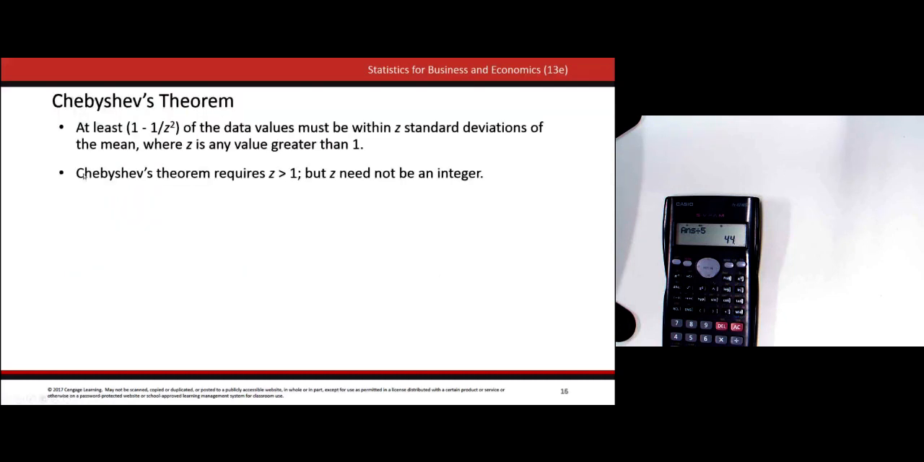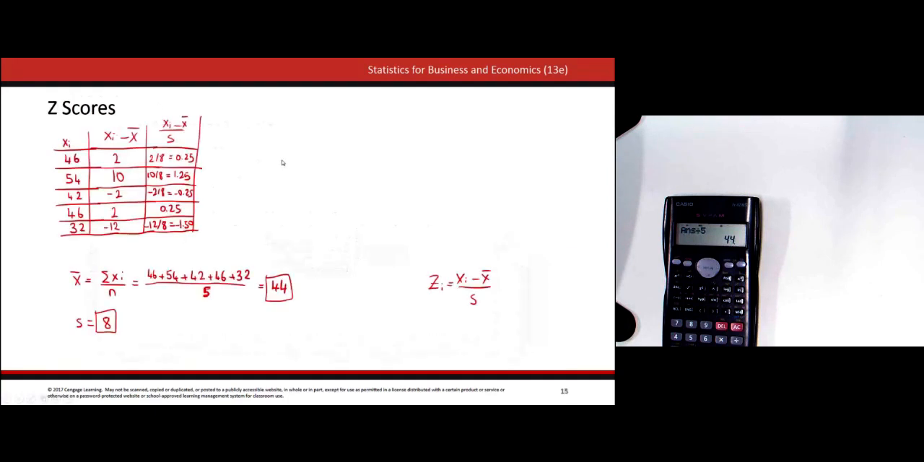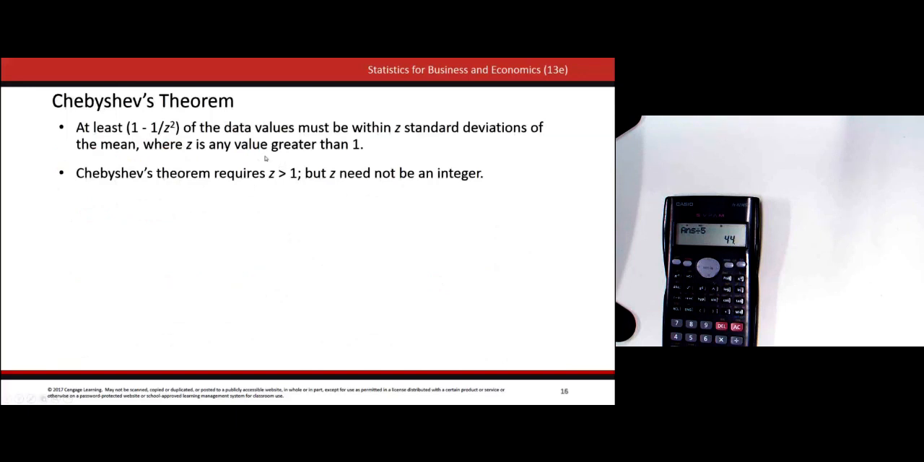We can use these scores to detect outliers. If you have a z-score larger than 3, it might be considered an outlier. If you have a z-score less than -3, it might also be considered an outlier. Another application of the z-score is Chebyshev's theorem. Chebyshev's theorem states that at least 1 minus 1 over z-squared of the data values must be within z standard deviations of the mean.